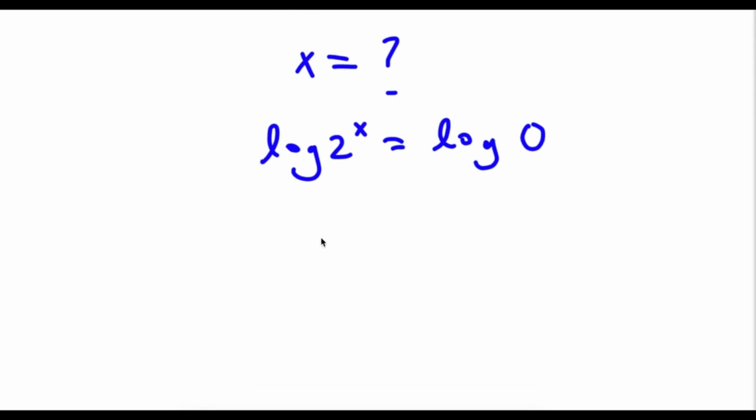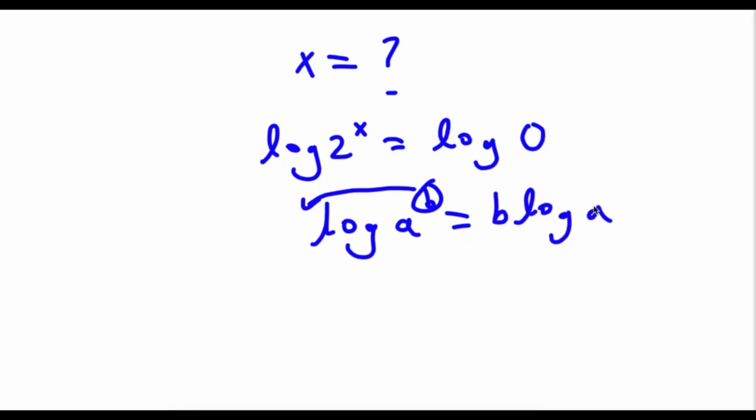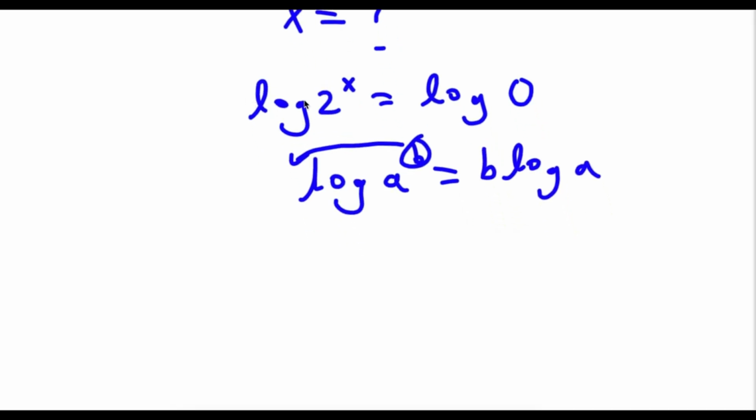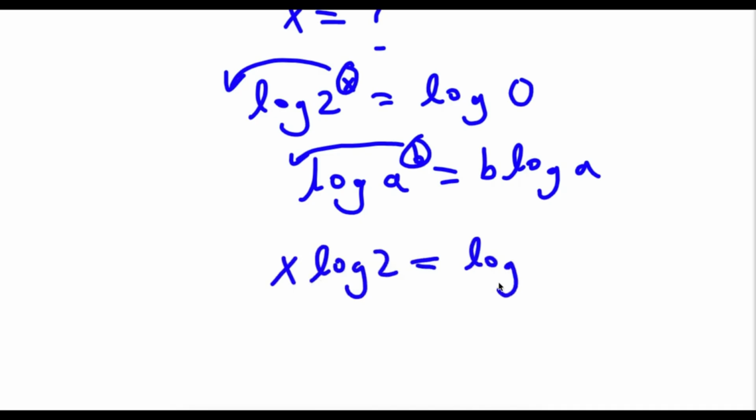Now, if I have something in the form log a to the power of b, I can actually move this exponent b to the front of the logarithm. So this would equal b times log a. So in this case, I have log 2 to the power of x, and I can move this exponent x to the front. So this would equal x times log 2 is equal to log 0.